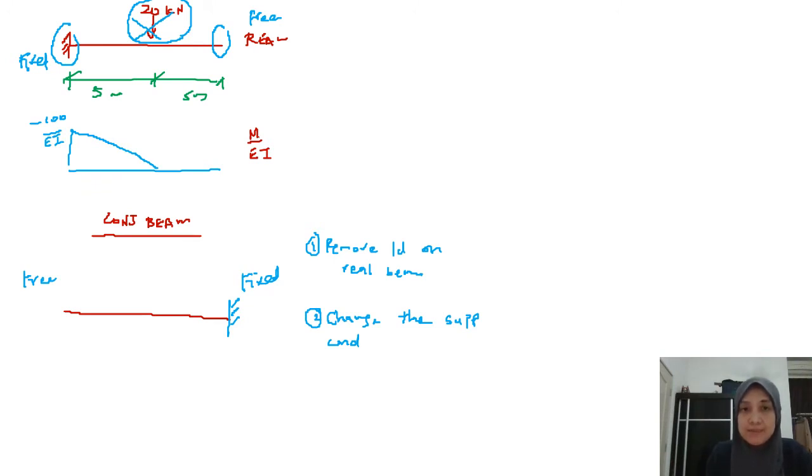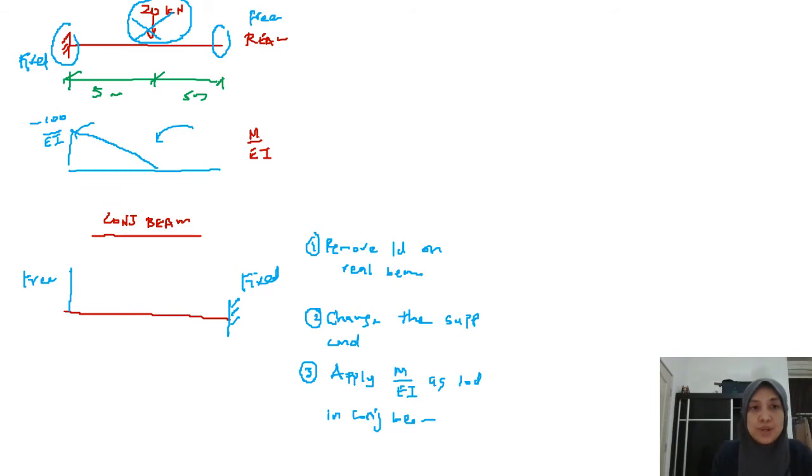And the third step would be to apply the load. Apply M over EI as load in conjugate beam. Okay, so you see this load that you have here. This is the M over EI diagram. What you need to do is apply it as a load on your conjugate beam at the same point, same value, same location. This is a straight line that goes here. So it's basically a triangular load with a value of negative 100 divided by EI.